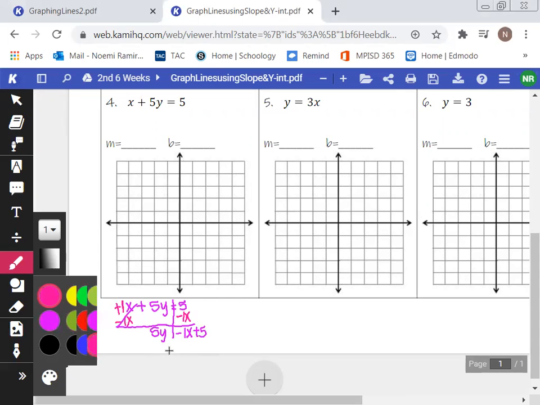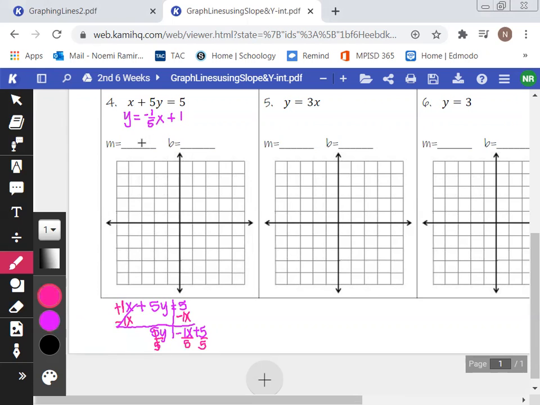And the last step is to divide. So we're going to divide by 5 on all 3 terms. Divide by each term, remember, keyword. And we end up with y equals negative 1 divided by 5 stays the same, so negative 1/5 x, and 5 divided by 5 is positive 1, so plus 1, okay?